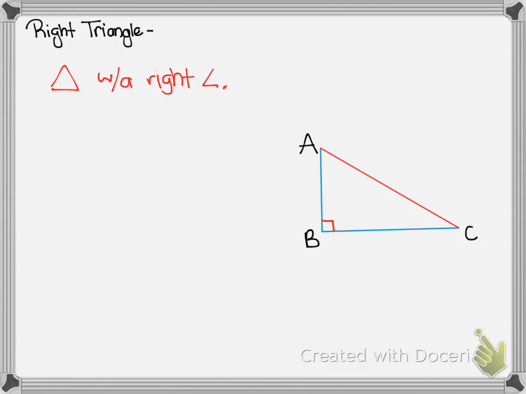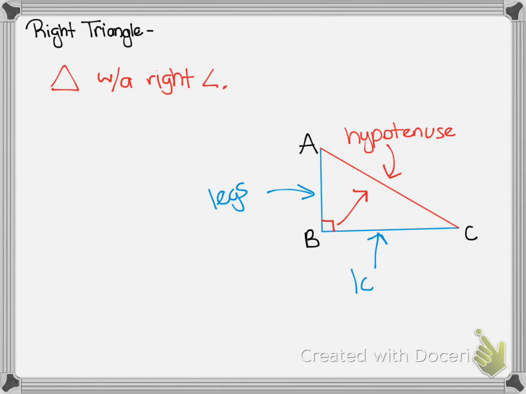And then there's some parts of a triangle. The longest side of the triangle, this one right here, which is across from that right angle, is called your hypotenuse. Your hypotenuse is always opposite the right angle. Always, always, always. And then the other two sides of that right triangle are called your legs. So here AC is the hypotenuse. AB and BC are both legs of the right triangle. That's really important that you know how to tell the difference.